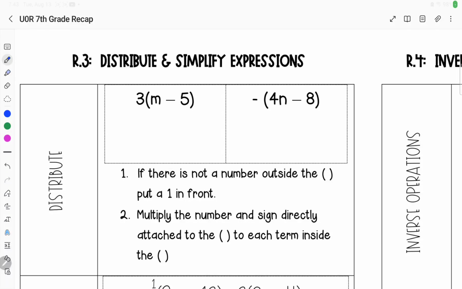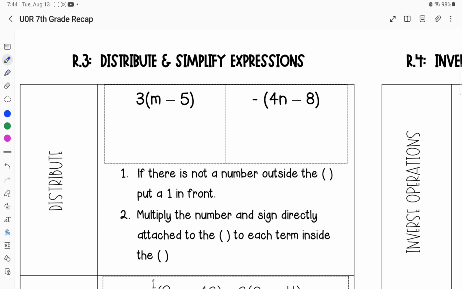Today we're working with our review lesson 3, which is on distributing and simplifying. So the first thing we need to know: if you see parentheses, we're going to multiply. That's all there is to it. If there's a parenthesis, we're multiplying something through.